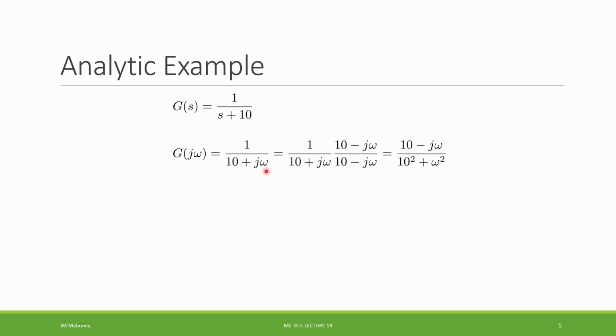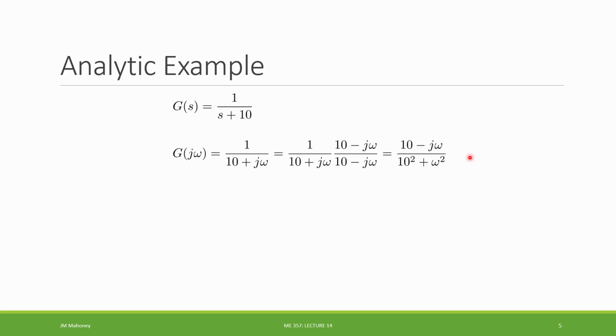Now, a standard thing we do with algebra is we don't like imaginary numbers in the denominator. So I'm going to take this fraction and multiply the top and the bottom by the complex conjugate of the denominator. So 10 minus jω over 10 minus jω. I've just rearranged this G(jω) to be 10 minus jω over 10 squared plus ω squared. I've not changed anything; I've multiplied it by 1. I just want to express it with my complex number in the numerator rather than the denominator, and we'll see how this is beneficial in the next step.